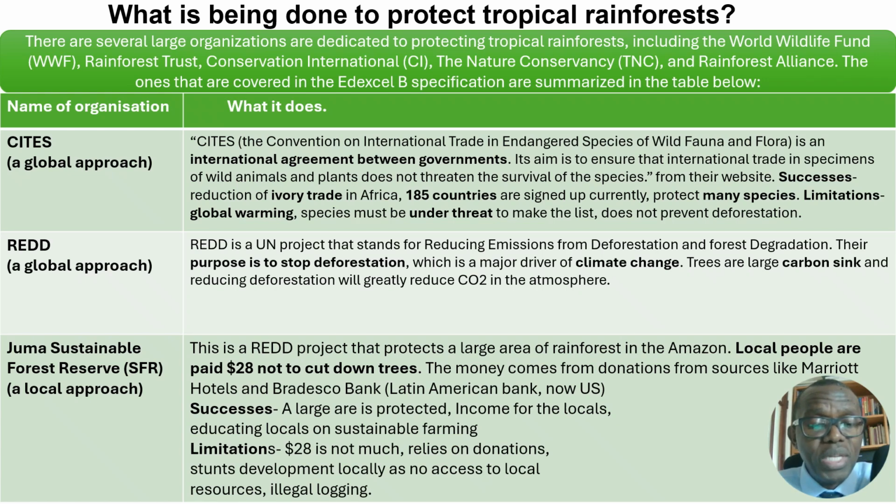Then we have limitations here. One of them is that $28 is not much money. And also that this organization is relying on donations. And if those donations were to stop, then they would not be able to function or operate. Then the other limitation is that it stunts development locally, as there is no access to local resources. That means that because you are restricting the locals from accessing the natural resources in the Amazon, you are restricting development in those communities.